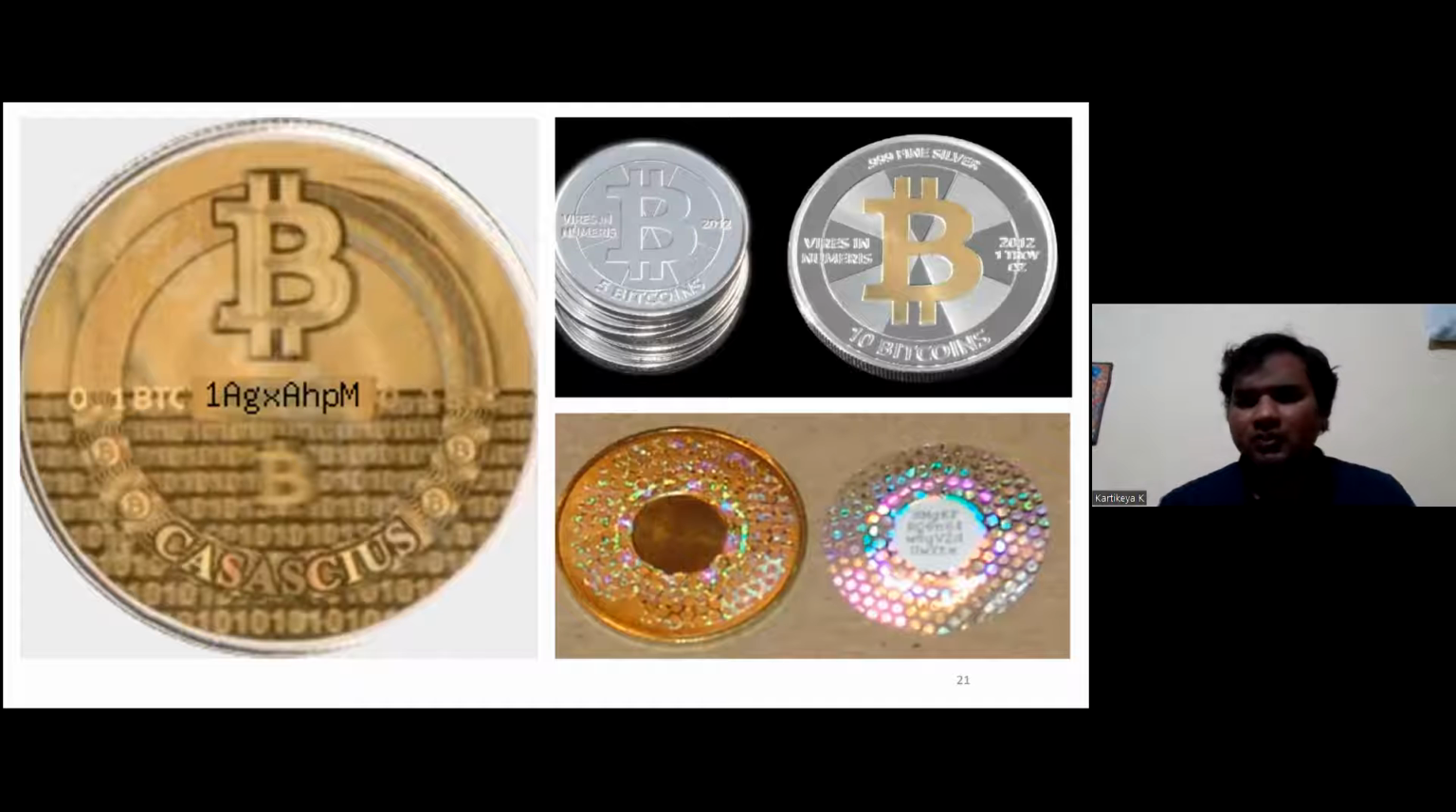The first character of a mini private key is always an uppercase S. So we can identify whether it is an original key or a mini private key by observing the first character. For any mini key, the first character is always a capital S.